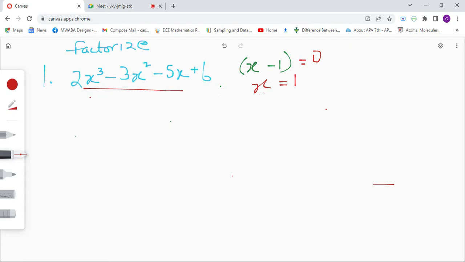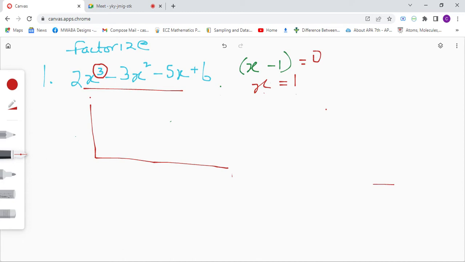So after we found our first factor, we now have to find our other factors. This is x to the power 3, so we know that we're going to have 3 factors. We've already got our first factor, and now we have to get our second factor. We're going to use synthetic division to obtain our next factor. So already x minus 1 equals 0, x equals 1.